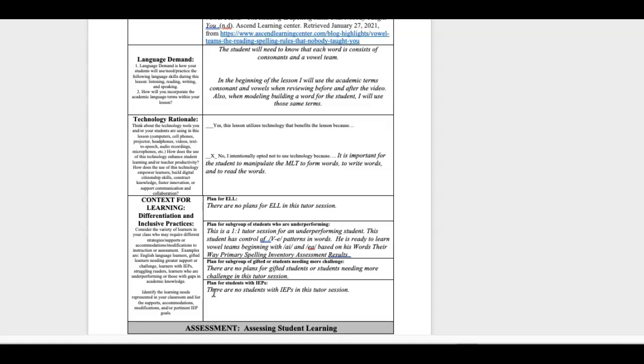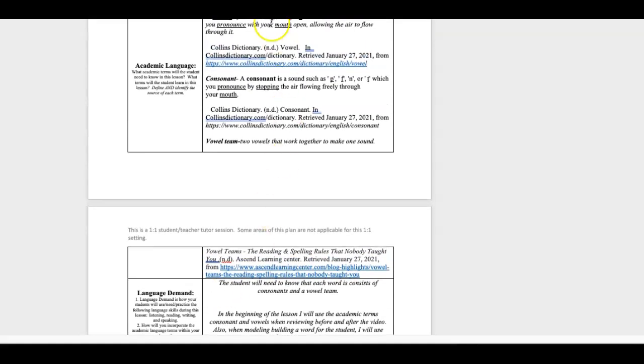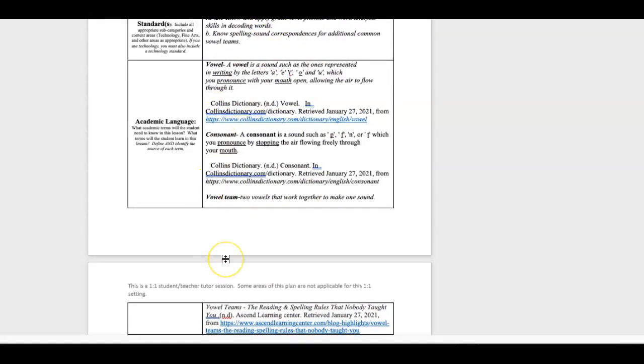Well, the students will need to know that each word consists of consonants and a vowel team. So in the beginning of the lesson, I'm going to be using the academic terms consonant and vowels when reviewing before and after the video. Also, when modeling, building a word for the student, I will use those same terms. As the students then are using the magnetic letter tiles, I expect to hear the academic language being used by the students.